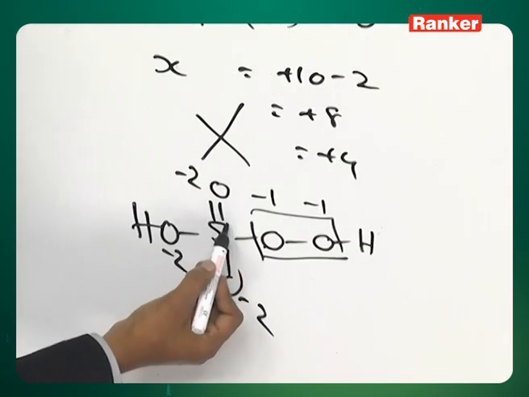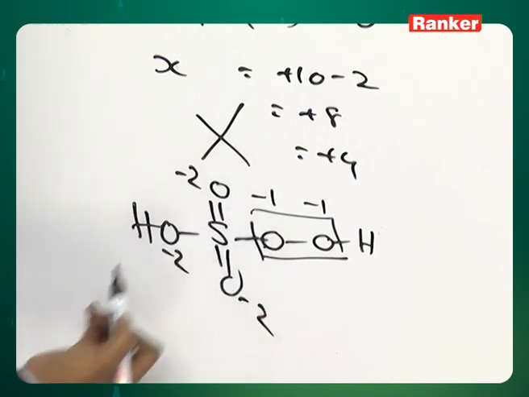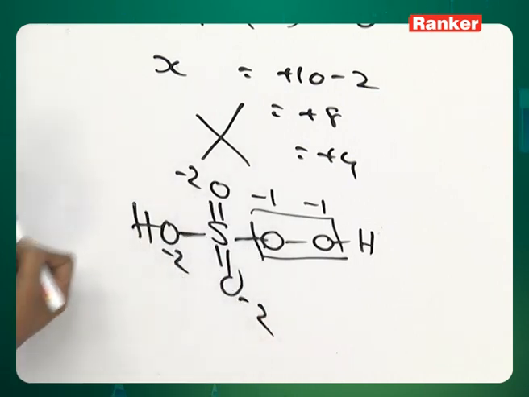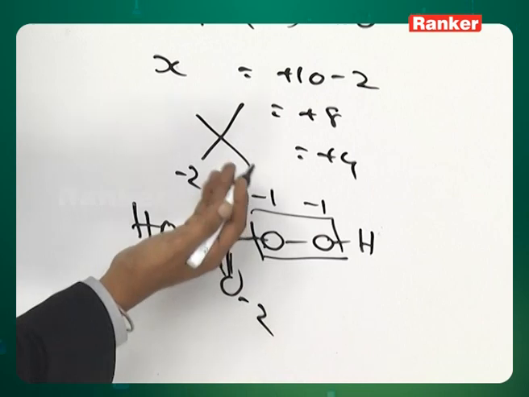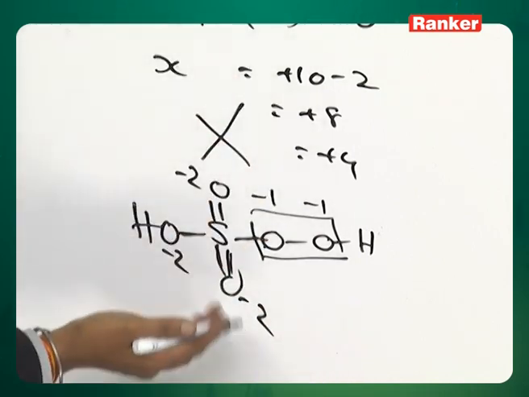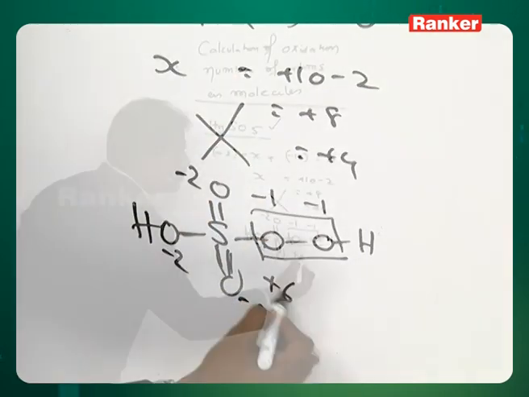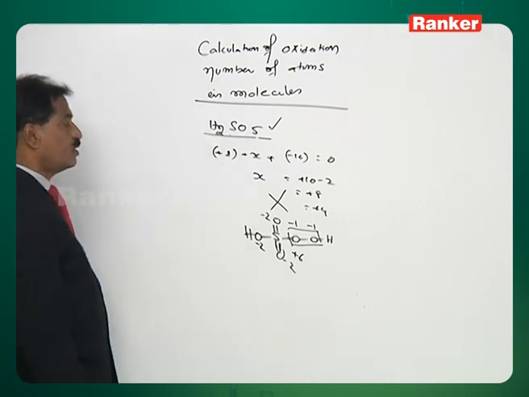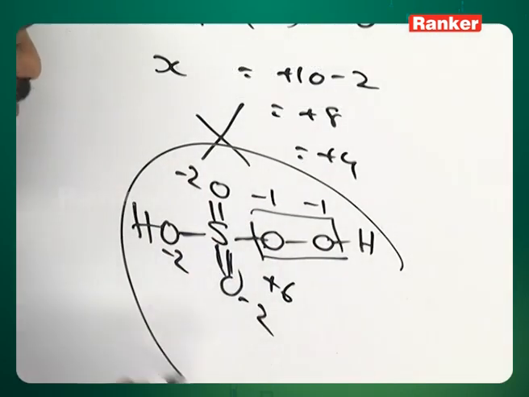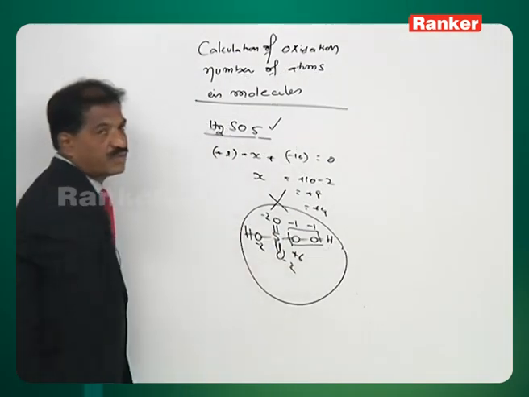Now, for sulfur, you see here through this bond, sulfur has lost 1 electron. Through this bond, it has lost 1 electron. Through these 2 bonds, it has lost 2 electrons. Through these two bonds, it has lost 2 electrons. Total oxidation state is +6. Therefore, if you know the structure, then only we will get the correct oxidation state for the sulfur.